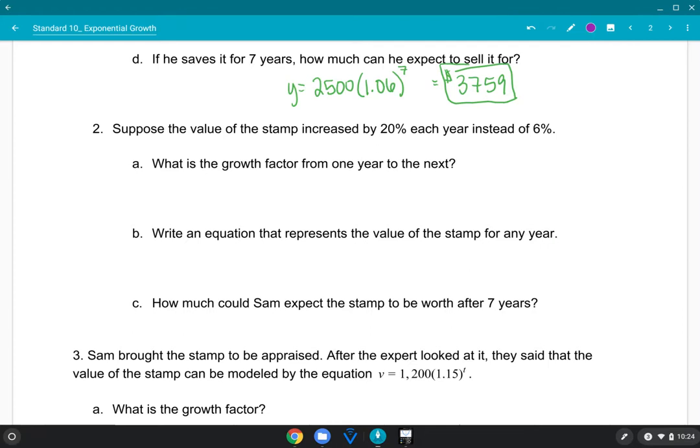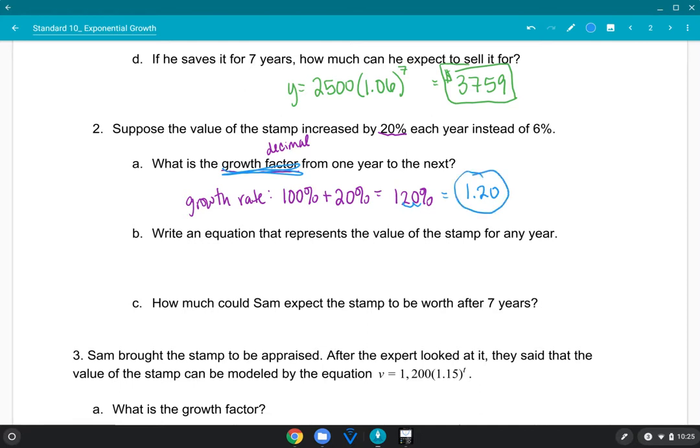Suppose the value of this stamp increased by 20% each year instead of 6%. The first question is, what is the growth factor? Now remember, the growth factor is a decimal. We need to find the growth rate first. So the growth rate is always 100% plus 20%. That is 120%. Now we can find the growth factor. 1.20 or 1.2. This here is the growth factor.